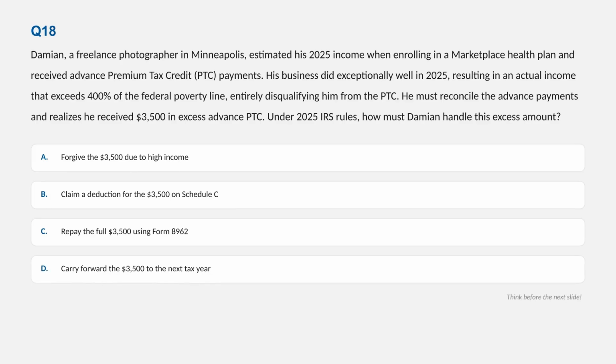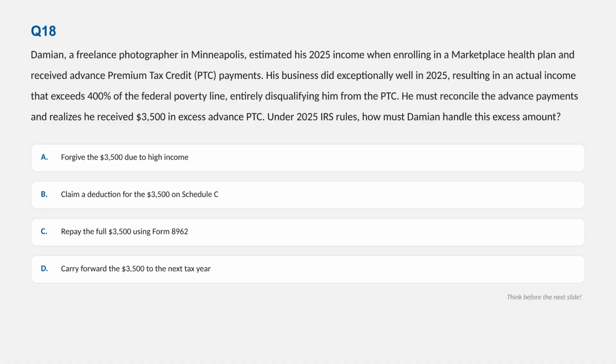Damien, a freelance photographer in Minneapolis, estimated his 2025 income when enrolling in a marketplace health plan and received advance premium tax credit, PTC, payments. His business did exceptionally well in 2025, resulting in an actual income that exceeds 400% of the federal poverty line, entirely disqualifying him from the PTC. He must reconcile the advance payments and realizes he received $3,500 in excess advance PTC. Under 2025 IRS rules, how must Damien handle this excess amount?